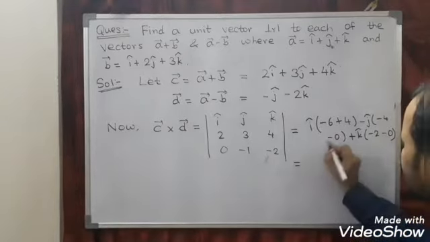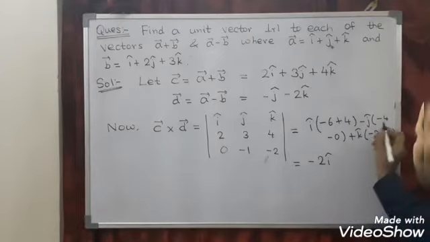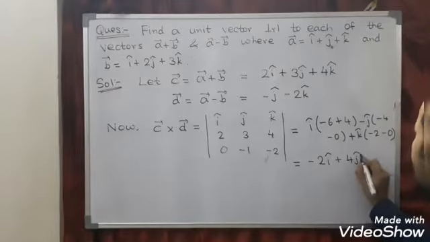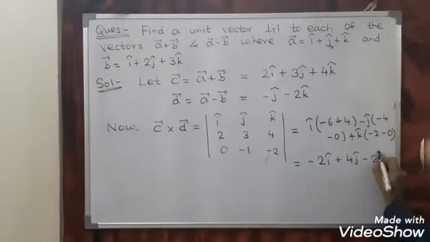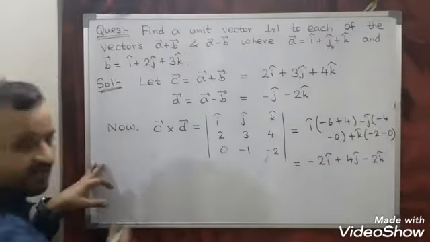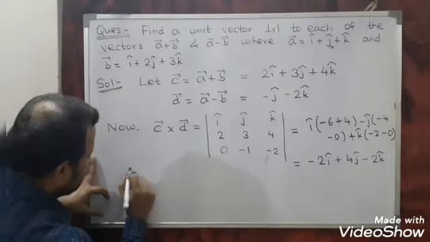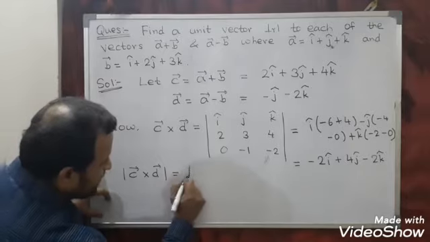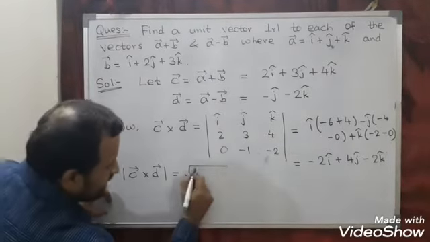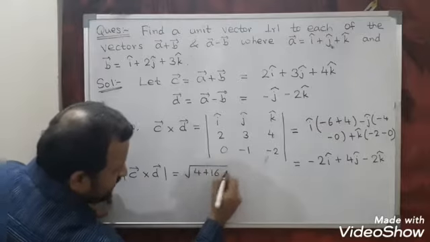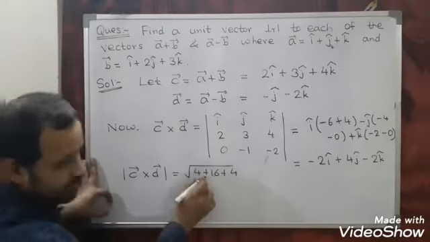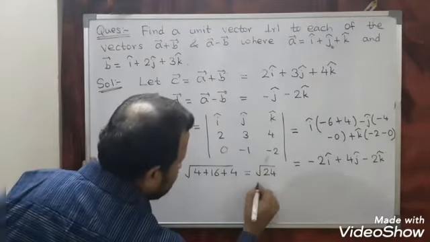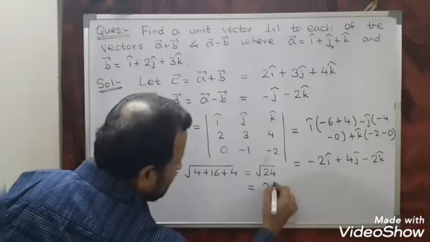So finally what you will get? Minus 2I cap, minus 4, minus 0. So minus and minus is plus 4J cap, and here I can say minus 2K cap. Next we have to find the magnitude of this. So C vector cross D vector, let us calculate the magnitude, or you can say mod. Minus 2 square, it is 4. 4 square, 16. Minus 2 square, it is 4. So 20, 20 plus 4, 24. And 24 we can write as 2 2s are 4 into 6.